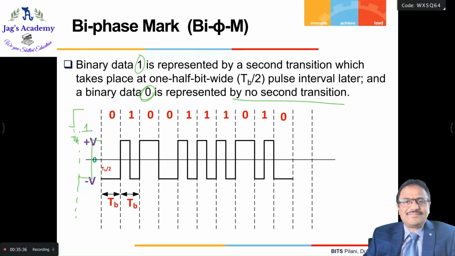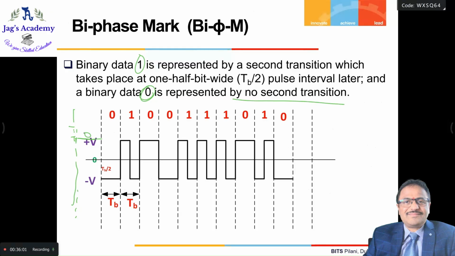Okay? Now, I will ask the same question once again. Suppose the previous bit is like this. Suppose I give it like this. Can you tell me what this bit is? It is 0. There is no second transition. The transition is there from bit to bit, but there is no second transition. Have you understood this now?